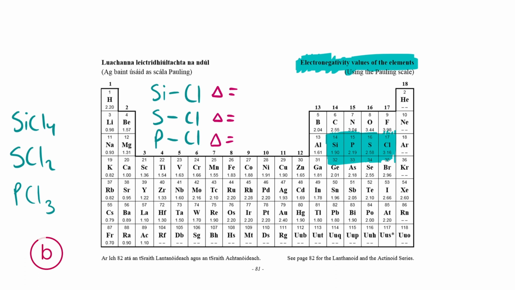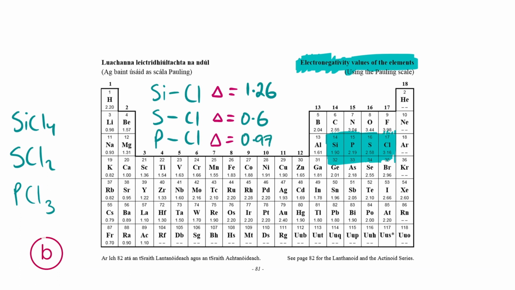So what I'm going to do here is find these differences, and all you have to do is take away one number from the other, and that's going to be your difference. For the first one, I'll do it over here on the right hand side, for the silicon to chlorine bond, 3.16 from the chlorine minus 1.9 from the silicon. The difference between the silicon and chlorine is going to be 1.26. The difference between the sulfur and the chlorine is going to be 0.6, and the difference between the phosphorus and the chlorine is going to be 0.97.